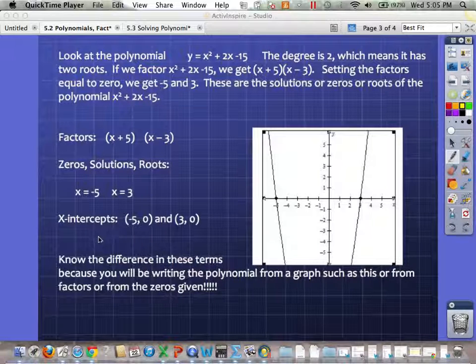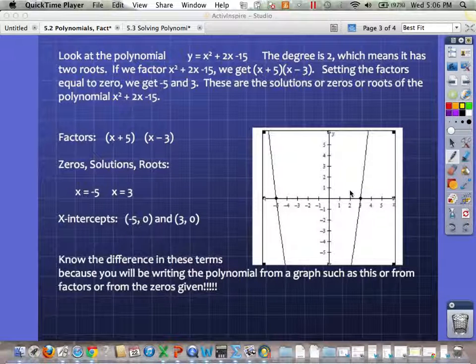Or zeros or x-intercepts, you need to know what they're asking you for because it's written in a different way. They may give you a graph like this, which happens to be this particular polynomial graph, and you can see right there are two real solutions. So there are no imaginary ones in this particular polynomial. And you can see it crosses right there, -5 and 3, okay?